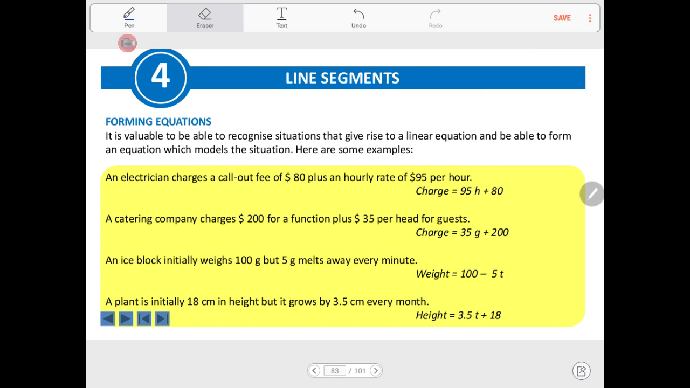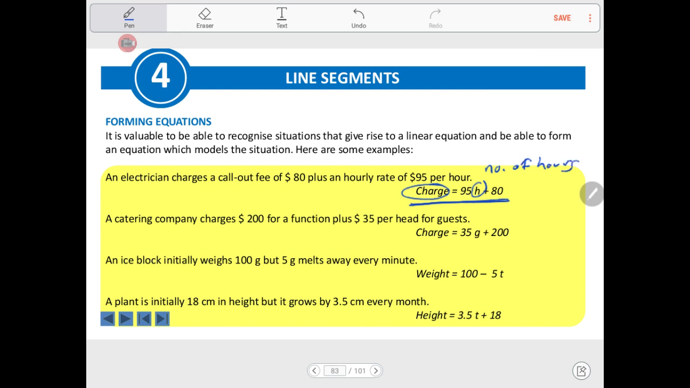So here we have a sentence: an electrician charges a call-out fee of $80 plus an hourly rate of $95 per hour. And from this an equation has been written down. That's what we want to achieve, to be able to read a sentence and write down an equation for that sentence. So first thing is to decide what are the variables. An electrician's got a charge and there's an hourly rate. So what we deduce from this is that the variables are the charge, which of course is shown here, and the number of hours. So charge and number of hours.